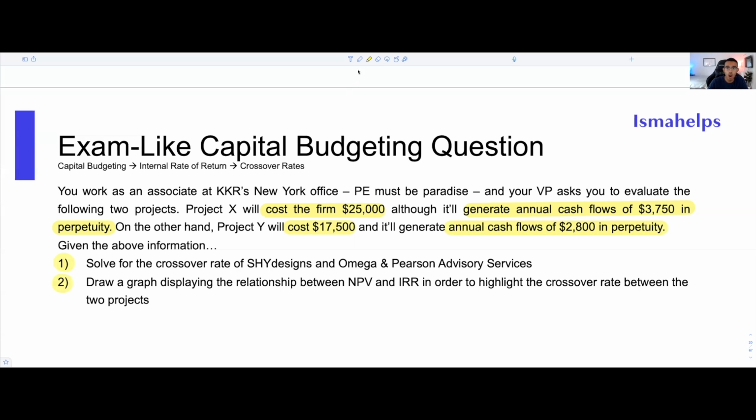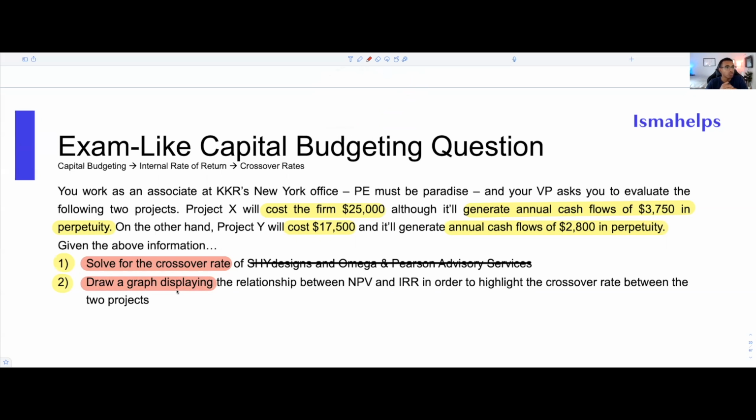Requirement 1, and we'll highlight it in red, requires you to find the crossover rate between these two projects. Now, for some reason, they were written poorly. This should be Project X. So this is between Project X and Project Y, but for some reason, there's a little typo. And then we want to look at the relationship of these two projects on a graph that displays the relationship between the NPV and IRR. So that's what we're going to do here.